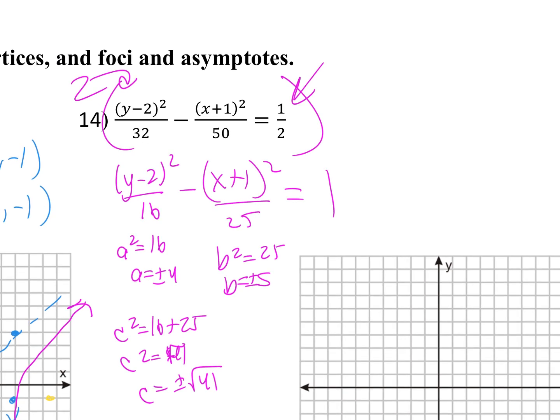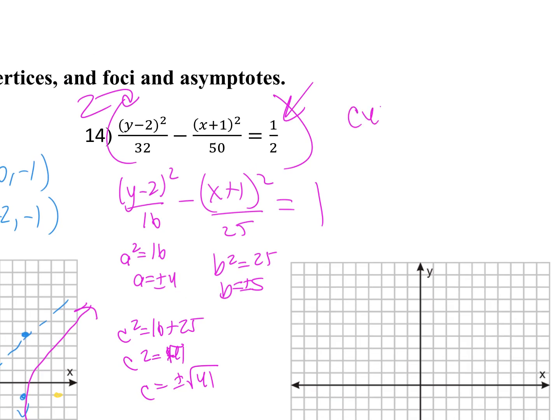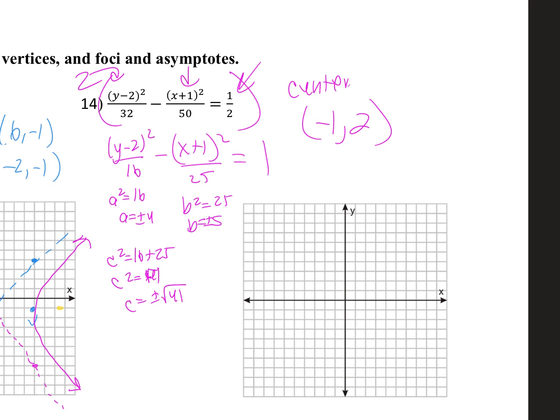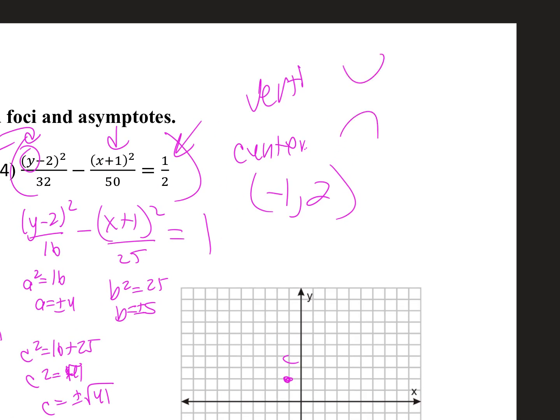All right, where is my center? Well, guys, don't get fooled with this. Remember, the x part of your center is always with the x, so it's negative 1 comma positive 2. So your center is at negative 1, 2. It's right here. So I look and I say, oh, my y is first. That means I have a vertical. The branches are opening up and down.